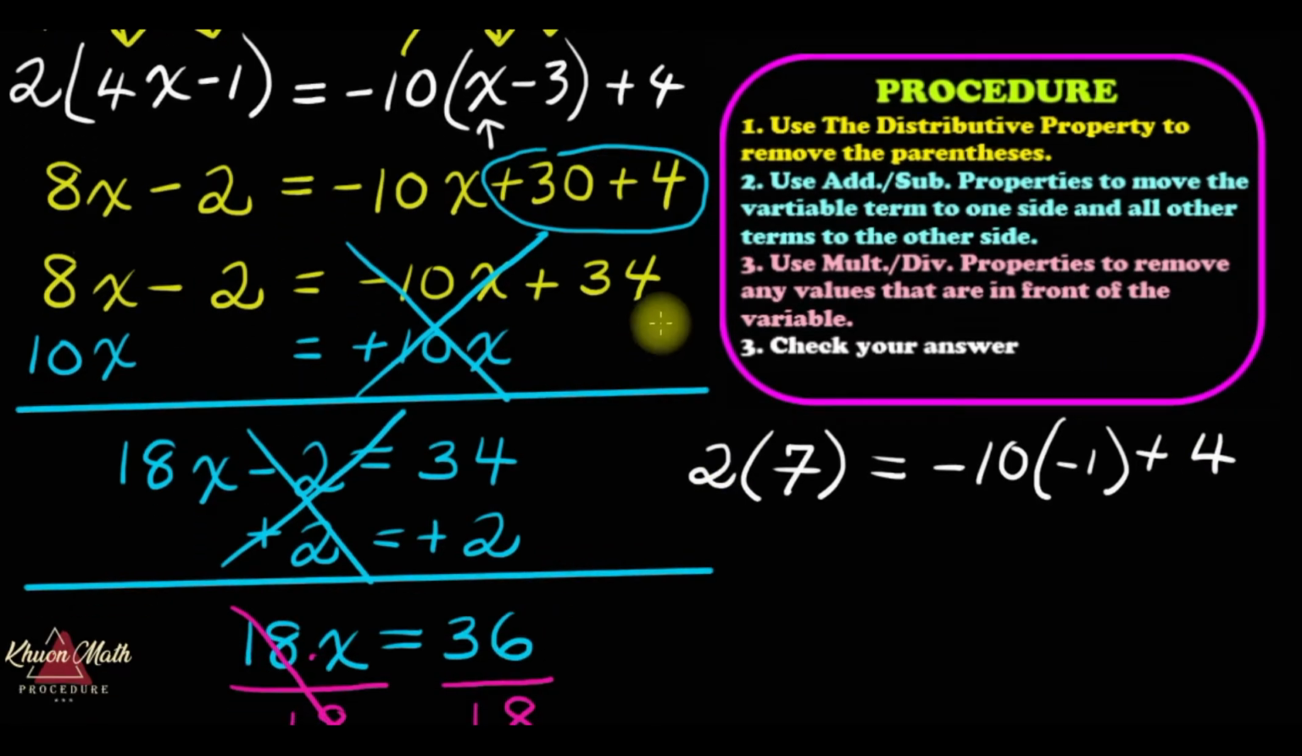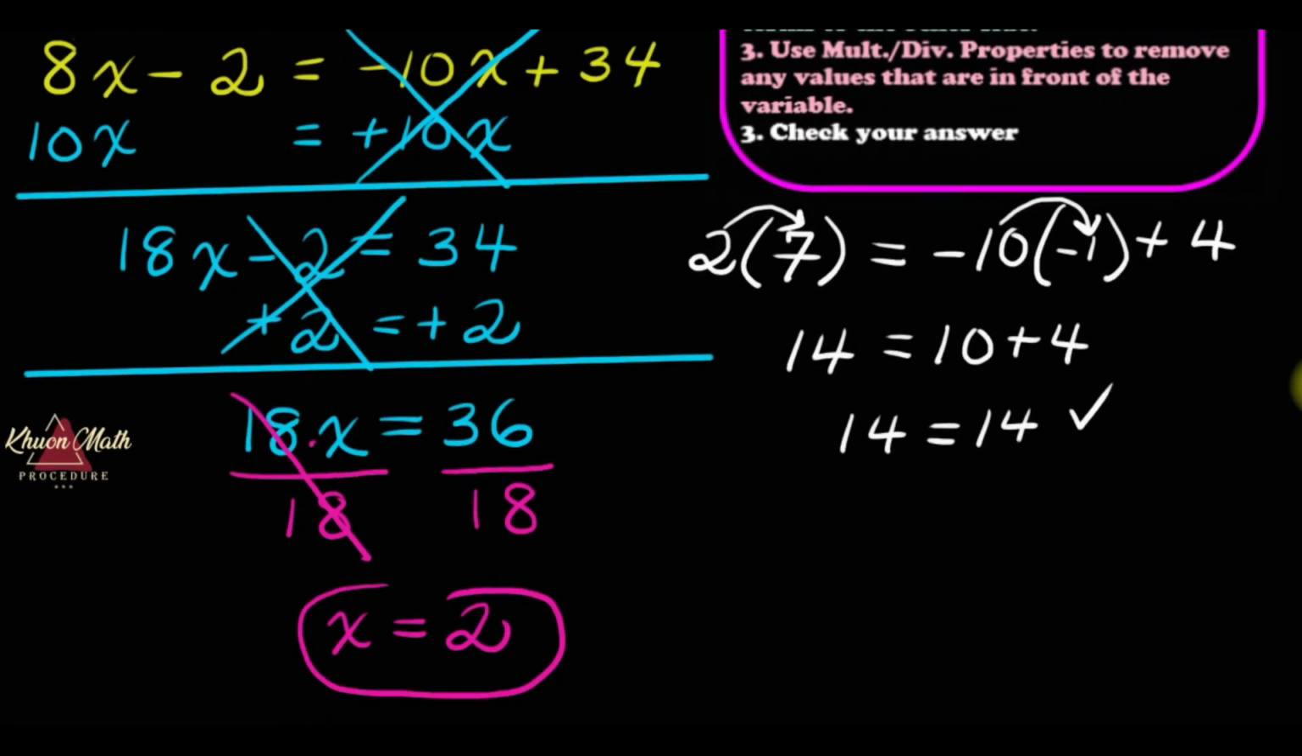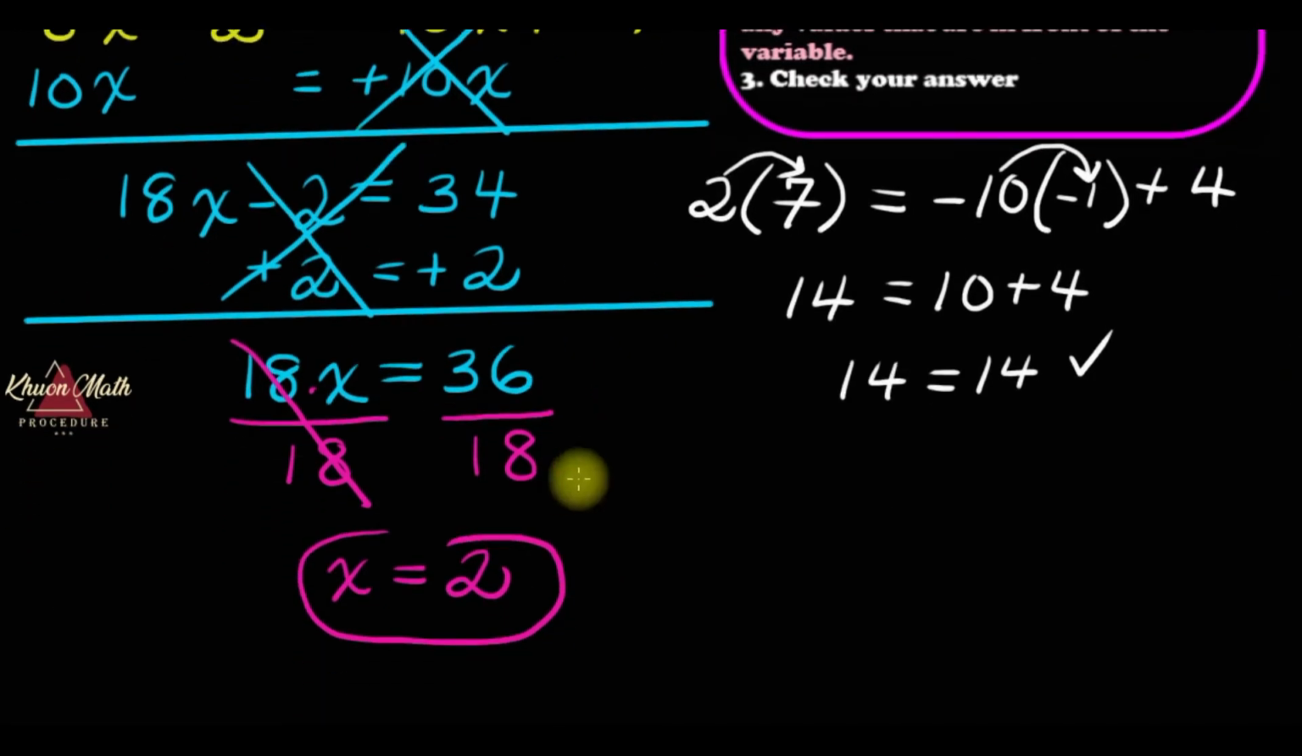All right, so 2 times 7 is 14. And then the other side, we have negative 10 times negative 1 is positive 10. And then when you add that to 4, you get 14. 14 is 14. So that's how we know it's right. So the answer to the equation is x is 2.